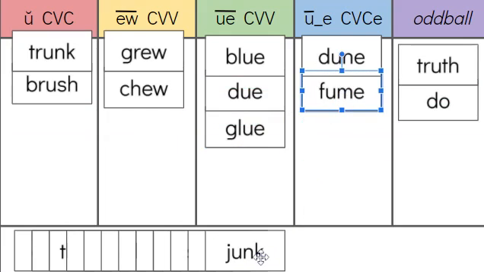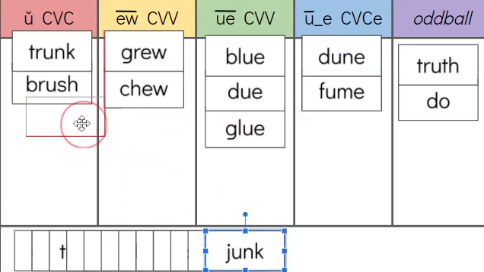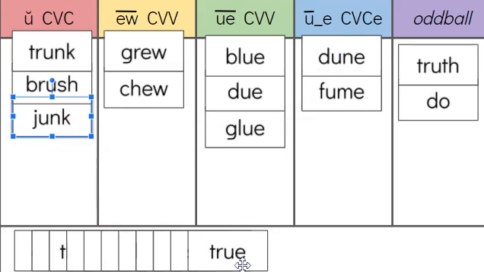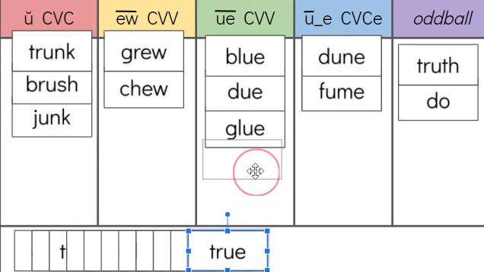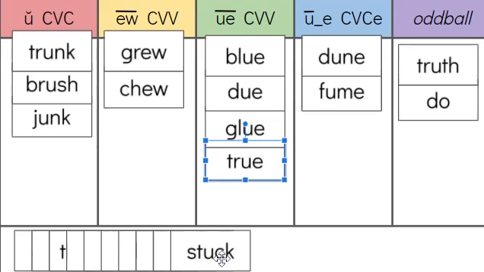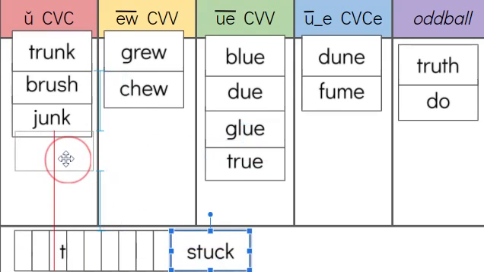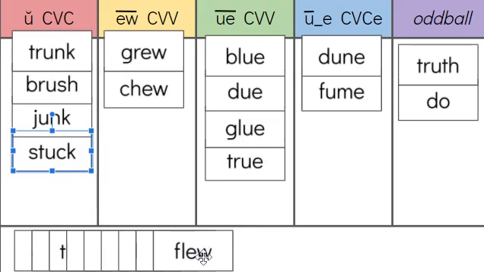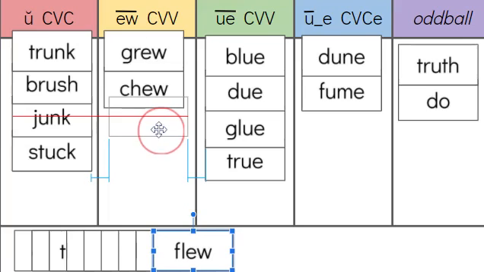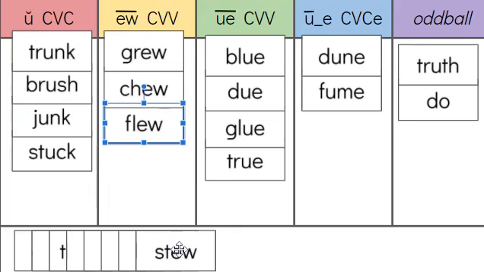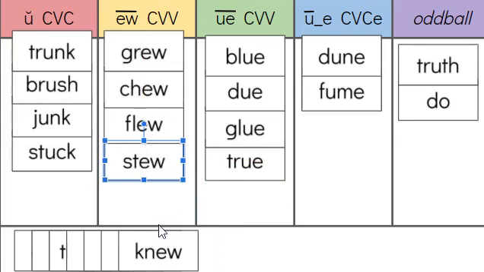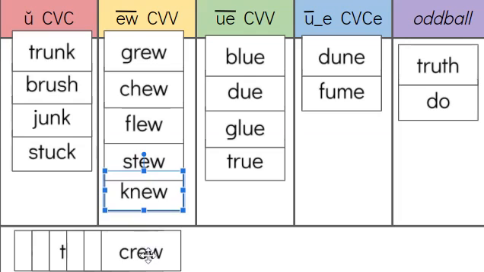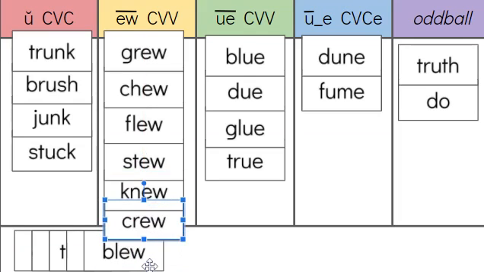Junk, J-U-N-K. We have the short U there. True, we can see a UE spelling pattern. Stuck, S-T-U-C-K. Stuck, short U. Flew, EW. Stew, EW. New, EW.